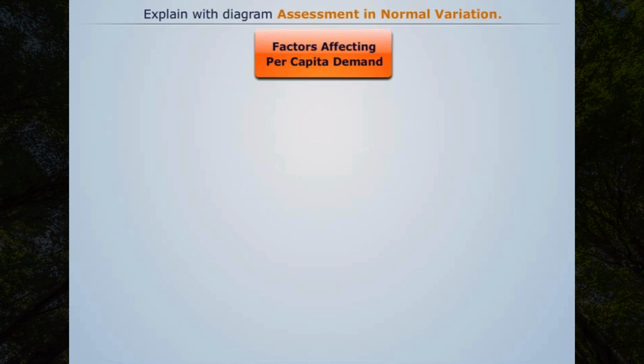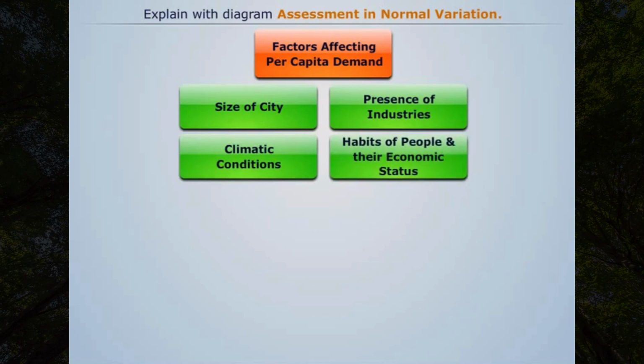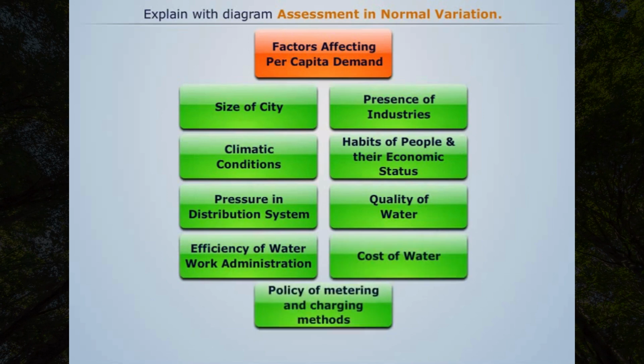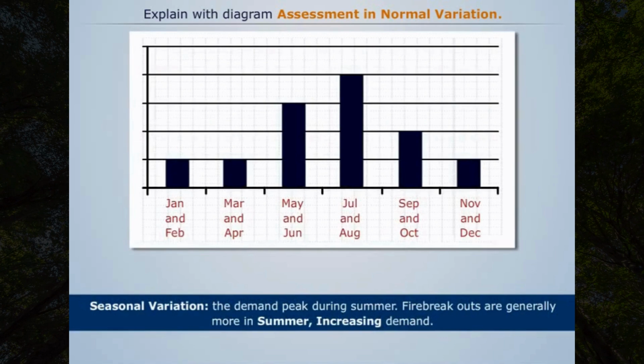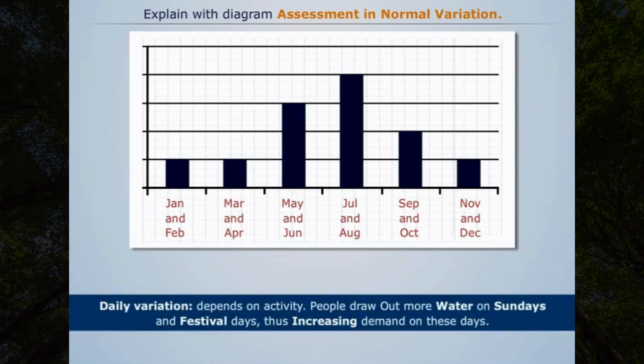Factors affecting per capita demand are size of city, presence of industries, climatic conditions, habits of people and their economic status, pressure in distribution system, quality of water, efficiency of water work administration, cost of water, policy of metering and charging methods. Seasonal variation. The demand peaks during summer. Fire breakouts are generally more in summer, increasing demand. Daily variation depends on activity.